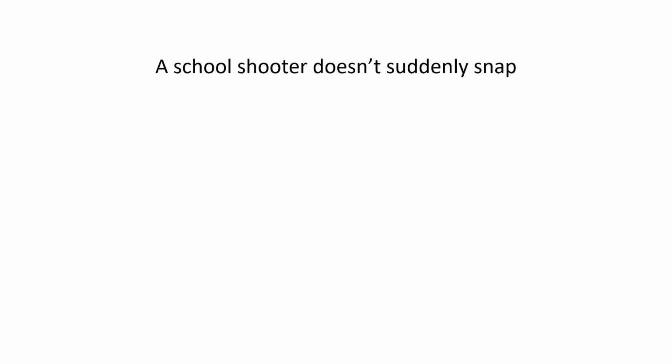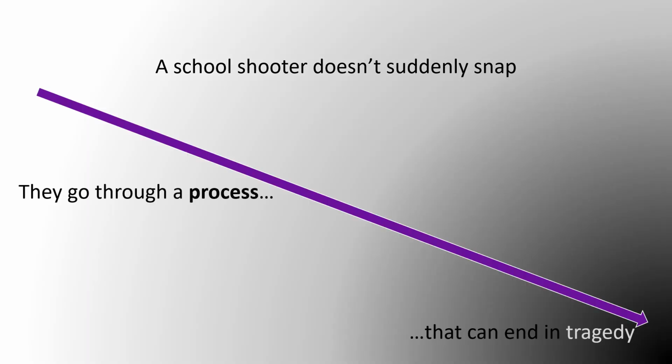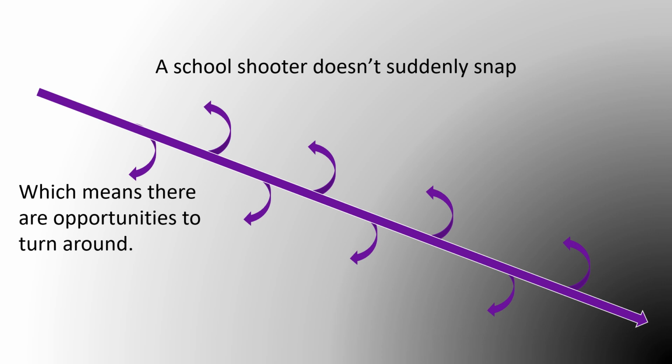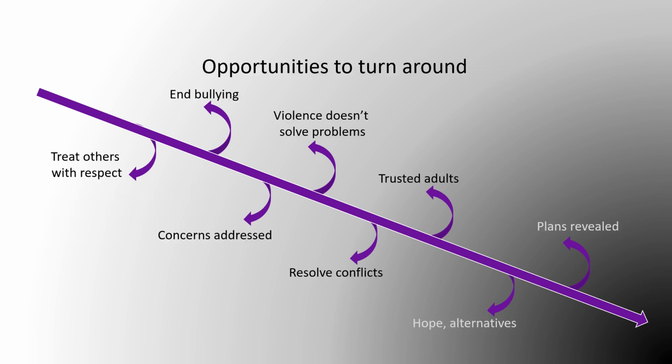A school shooter doesn't suddenly snap. They go through a process that can end in tragedy. And that means that there are opportunities to turn the student around. If we are careful to identify students who are in distress, and take steps to help them solve problems, resolve conflicts, and master social skills, we can move a young person off a pathway to violence.